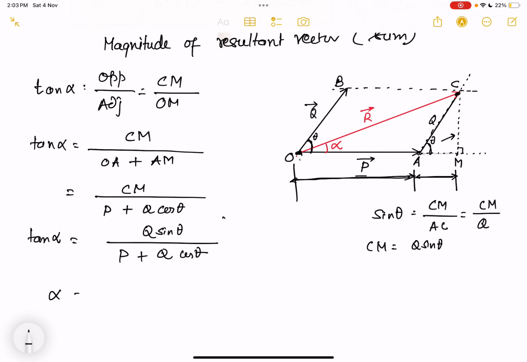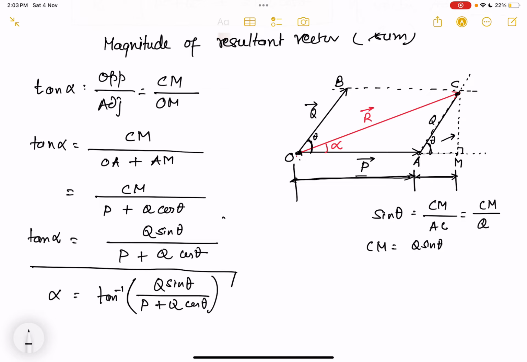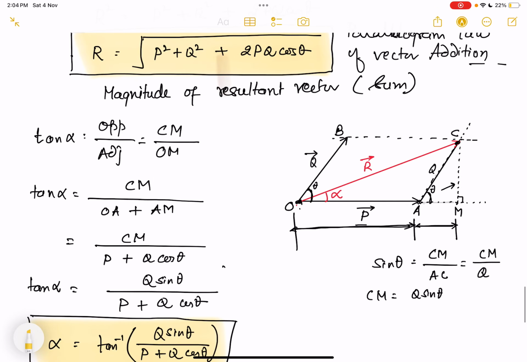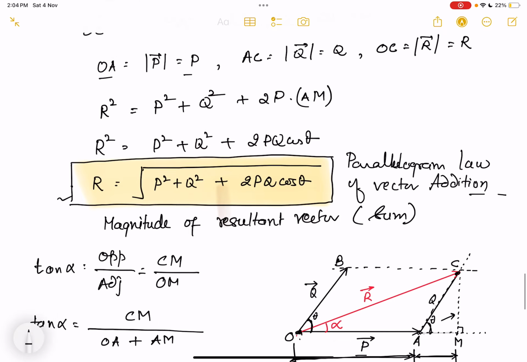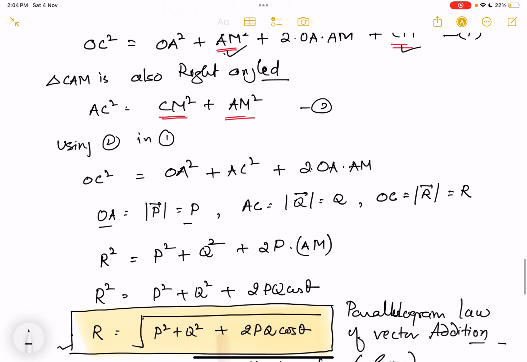So what is alpha? How do we write alpha? So alpha वो angle है जिसका कि tan ये सब है, तो उसको हम लिखते हैं tan inverse. I'll explain you later. Q sin theta upon P plus Q cos theta. So this gives you alpha. So these two equations, one gives you the magnitude and this gives you the direction. Well, triangle law in general gives you ideas about the vector addition.